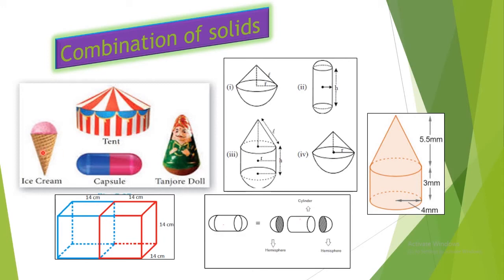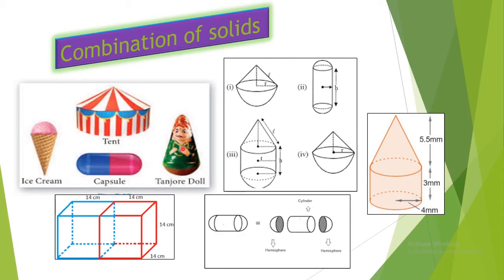So for the ice cream cone, to find its surface area or total surface area, we need to take only the CSA of hemisphere and CSA of cone. If we take CSA of hemisphere and CSA of cone, we will get the TSA of this ice cream. Here also, to find TSA of this capsule, if you want to paint it, we will paint only the CSA of cylinder, CSA of this hemisphere and CSA of this hemisphere. So TSA of capsule is nothing but CSA of two hemispheres plus CSA of cylinder. Same like the Tanjore doll. To find the total surface area of this doll, we need to take only the CSA of this hemisphere, CSA of this hemisphere and CSA of frustum.